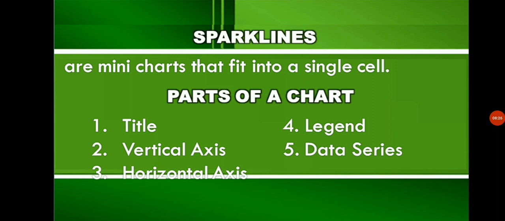The fourth one is the legend. It identifies the data series. Each color in the chart represents a data series. It allows the viewer to identify different series in the chart. And the fifth one is the data series. It consists of related data points in the chart. If there are multiple data series in the chart, each one will have a different color or style.